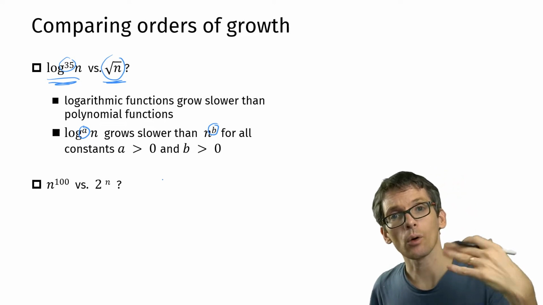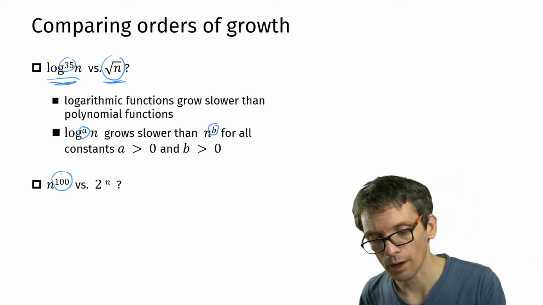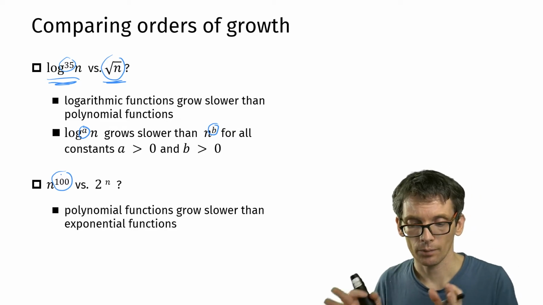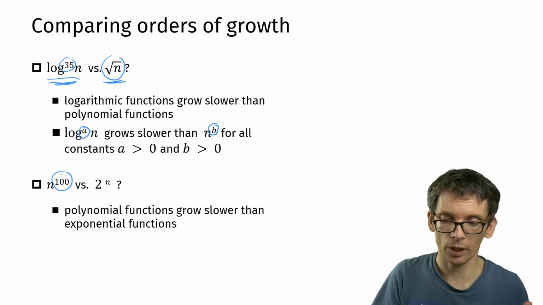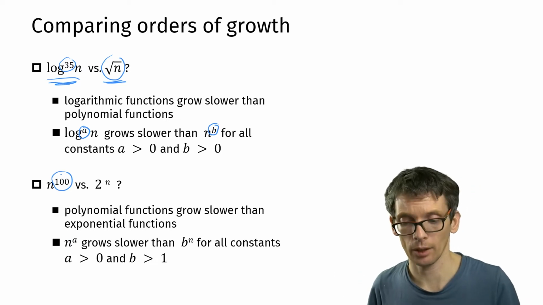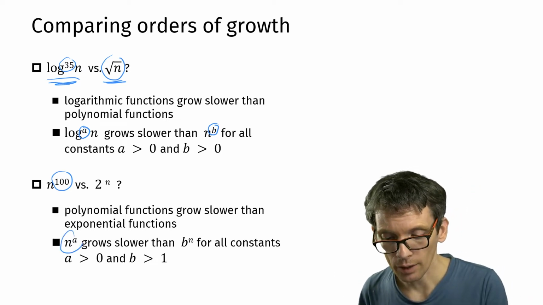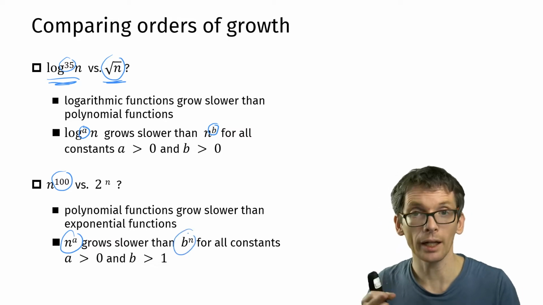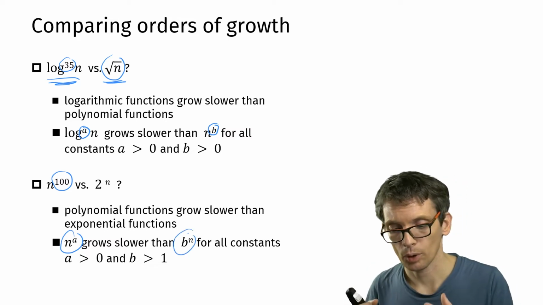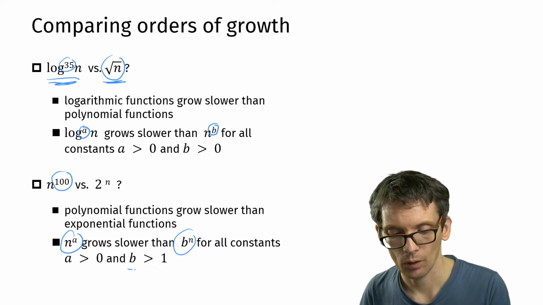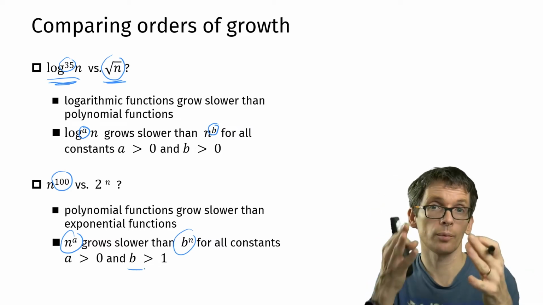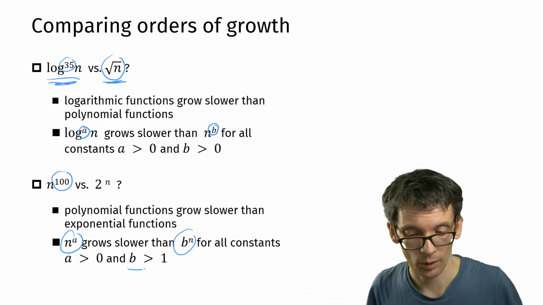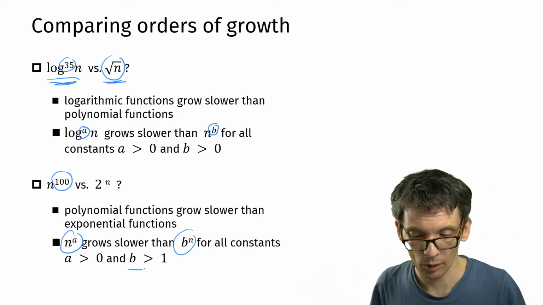Exponential functions grow faster, even if I have a high exponent in the polynomial function. Polynomial functions grow slower than exponential functions, or formally speaking, n to the a grows slower than b to the n for any positive a and b larger than 1. Because if b is between 0 and 1, it's not a growing function, but it goes to 0.